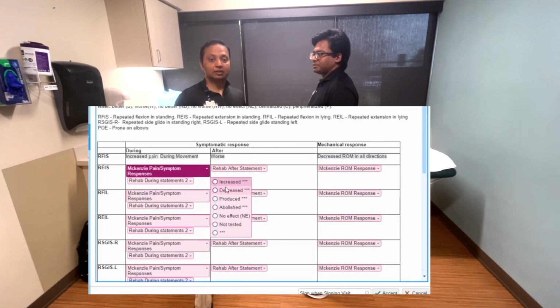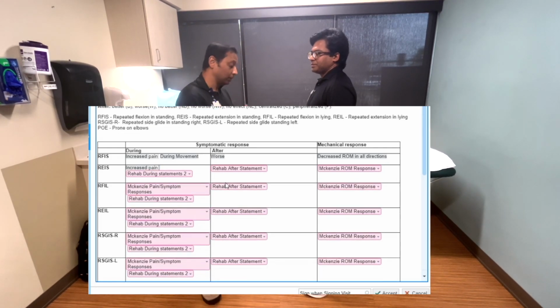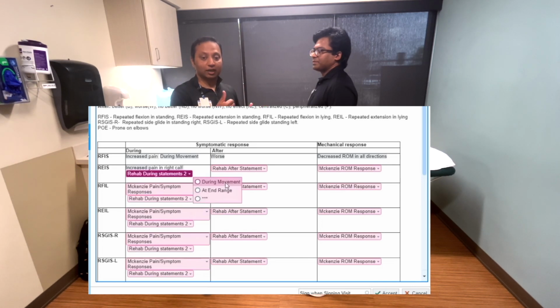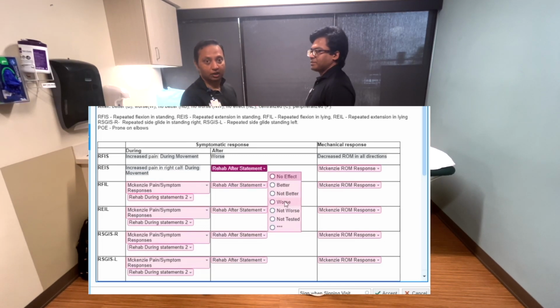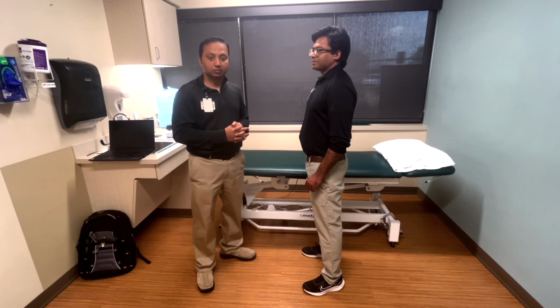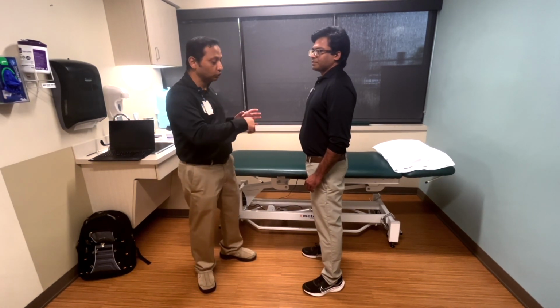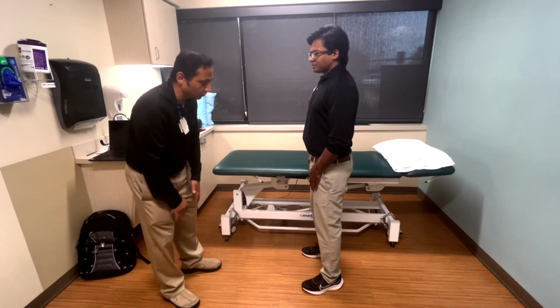Okay, so just like how we documented for repeated flexion in standing, here we are going to say there is an increase in symptoms in the back, actually more so in the calf in this case. There was an increase in symptoms in the calf during the test, and the symptomatic response after was also worse because it remained worse after he got done with repeated extension. Moving on to the mechanical response, we're going to check range of motion in all 4 directions. Pawan, can you do one forward bend as far as you can?